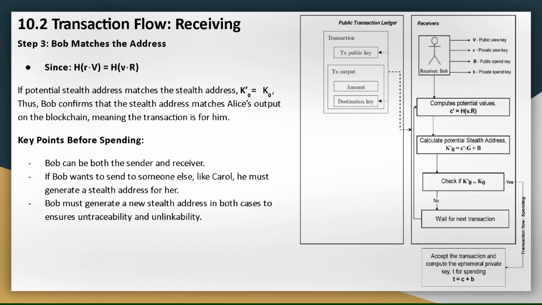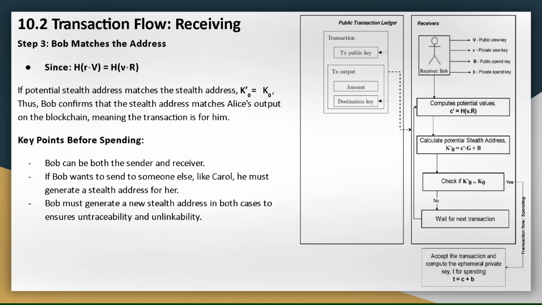Now, in order to explain the transaction further, Bob has to sign the transaction. Bob here can be both sender and receiver. If you want to send the transaction further to someone else, then Bob will be the sender, and if you want to deposit the transaction to his own account, then Bob will be the receiver.